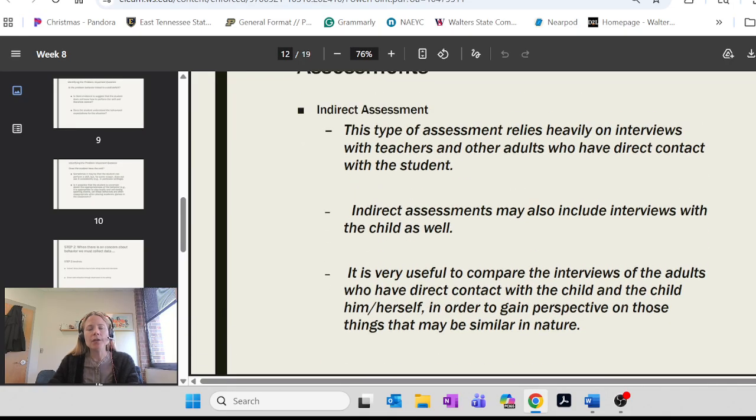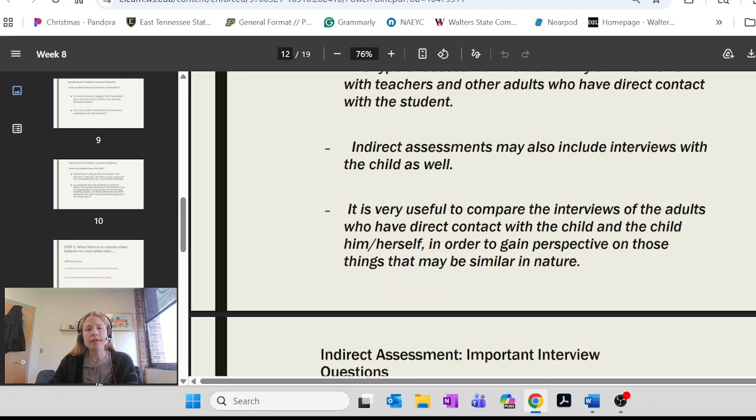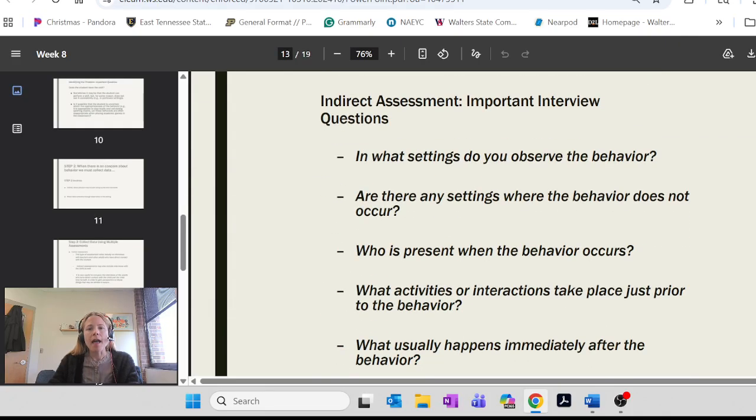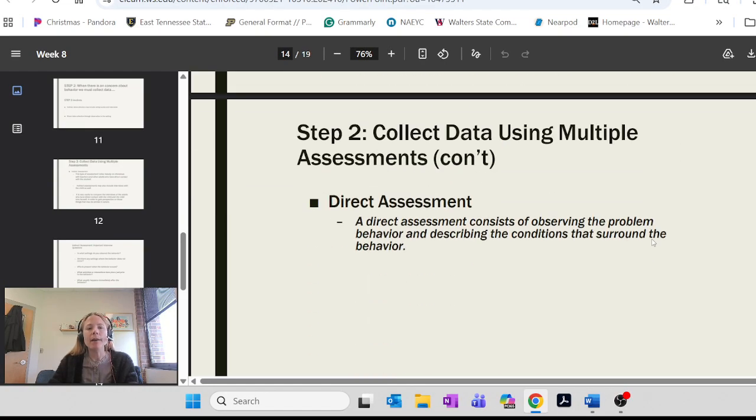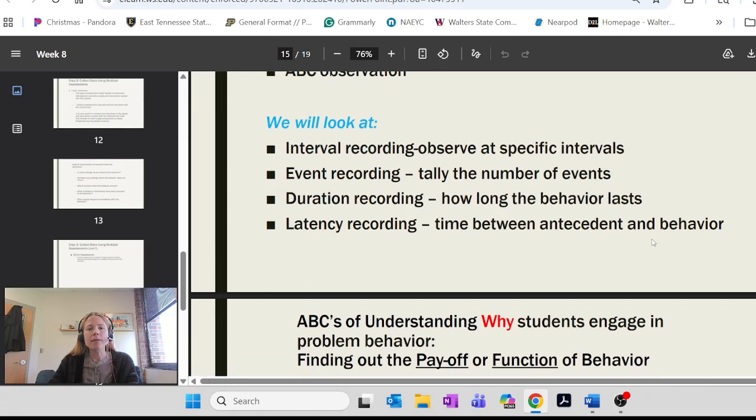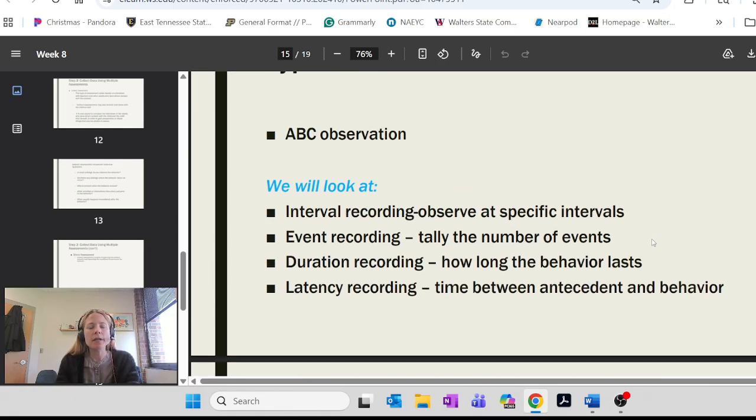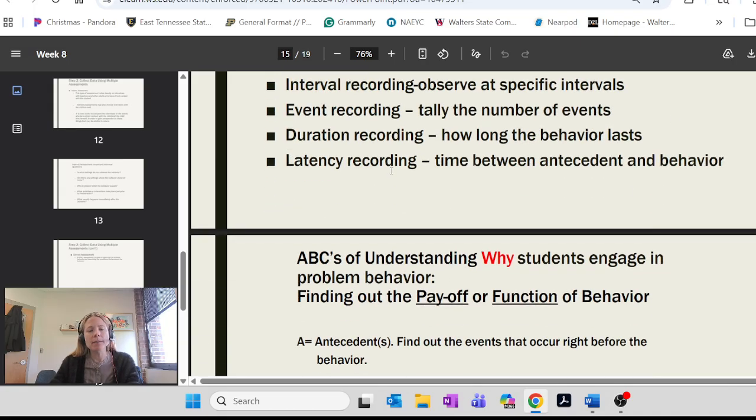Also, I did want to mention interviews could be with the child as well if the child is of an appropriate age. And then here's some examples of the indirect data, like if you were going to interview, these are the questions you might ask. Direct assessment, right? There's a couple of different ones we can look at. The main ones I would really focus on are the ones we're going to be doing this week, which is the ABC observation, and then we're going to do like the event recording, interval recording, but there's also duration recording and latency. But it talks about all of these.